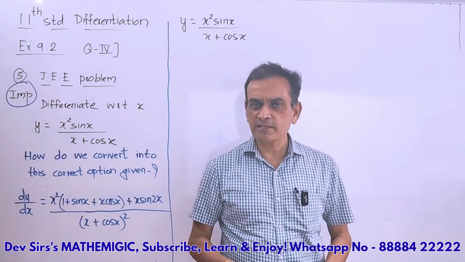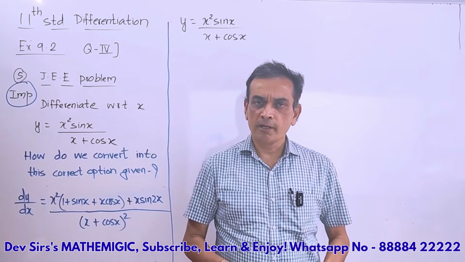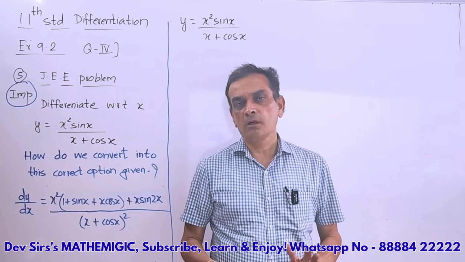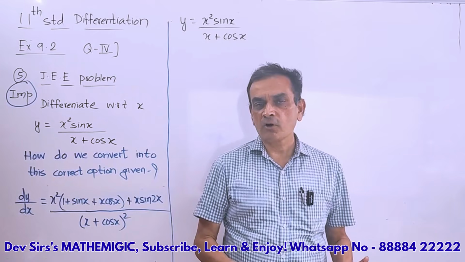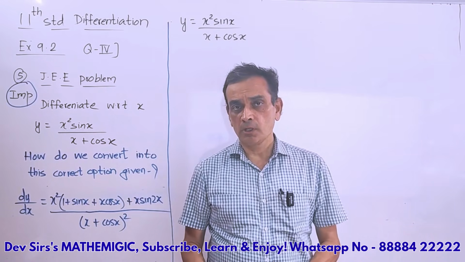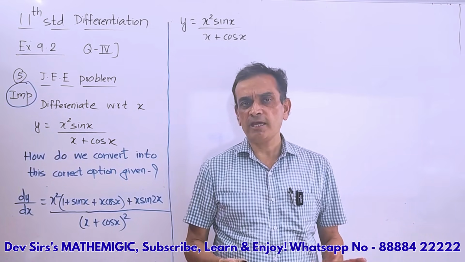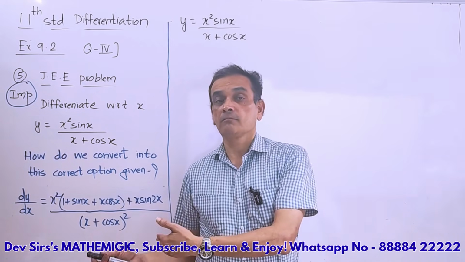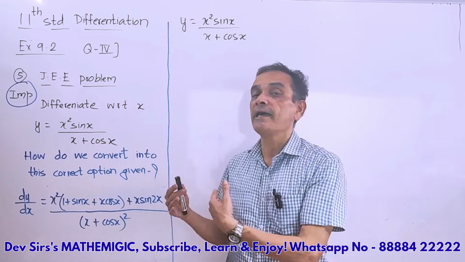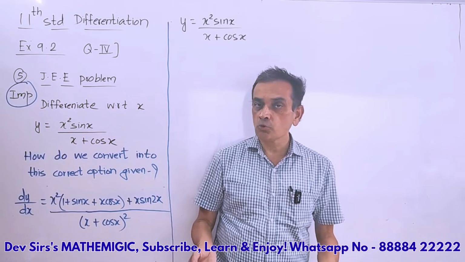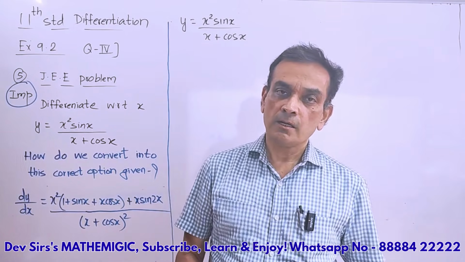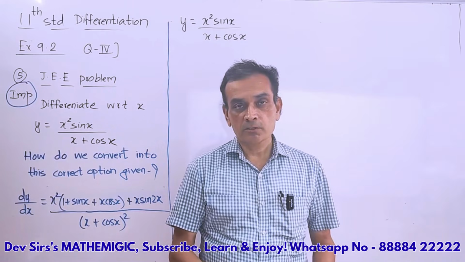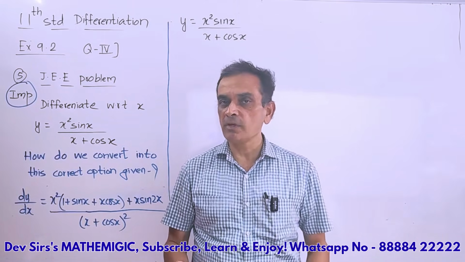Today again, one 11th standard problem from M2, derivatives, an important sum because it deals with both the product rule for differentiation and quotient rule, and it was once asked in JEE, wherein we are going to see how to convert our answer into what answer they have given. So 2-3 aspects I am taking here: product rule, quotient rule, and how to convert the answer. All the basic fundas for derivatives will be clear.